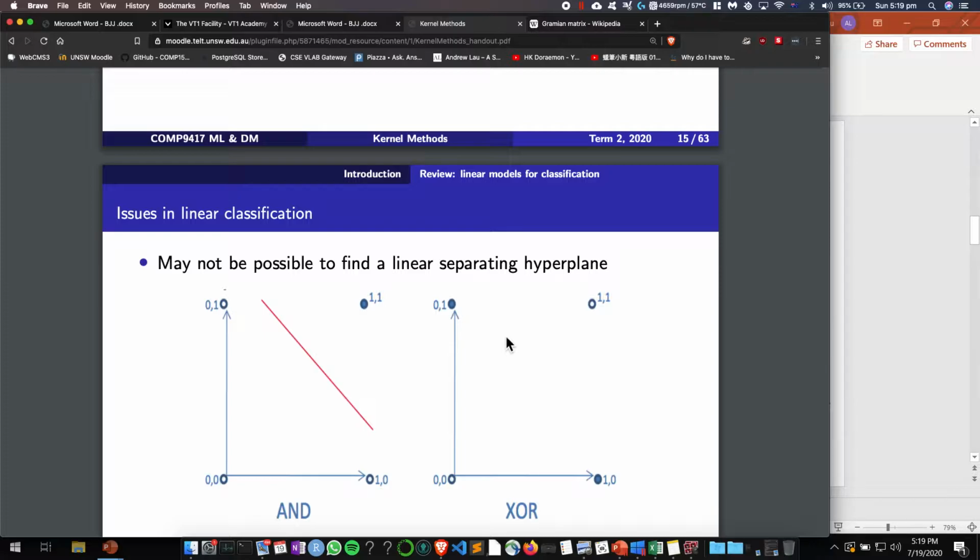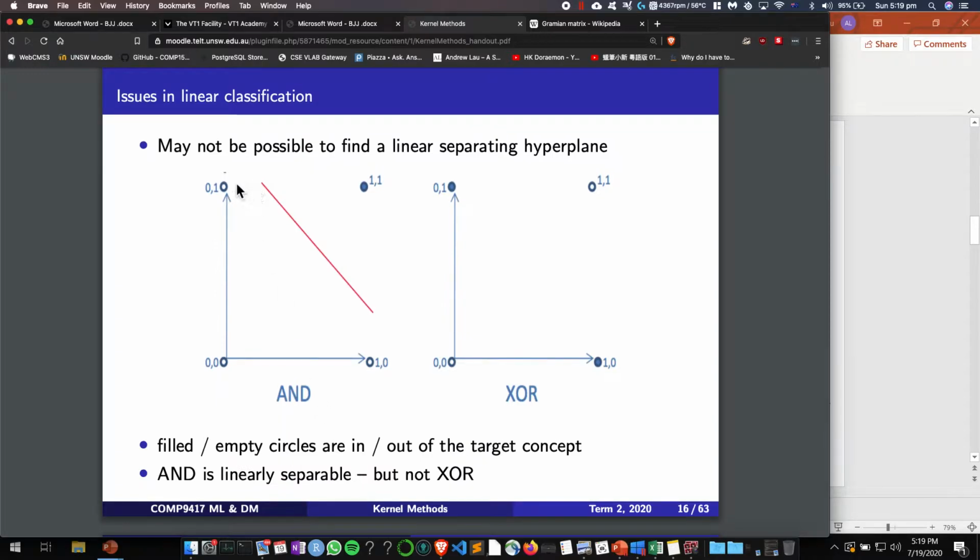One thing to note, however, is that it may not always be possible to generate a separating hyperplane. Take, for example, the classic exclusive OR problem. You can think of a truth table. We have two inputs, x1 and x2, and let's say true is mapped to 1 and false is mapped to 0.